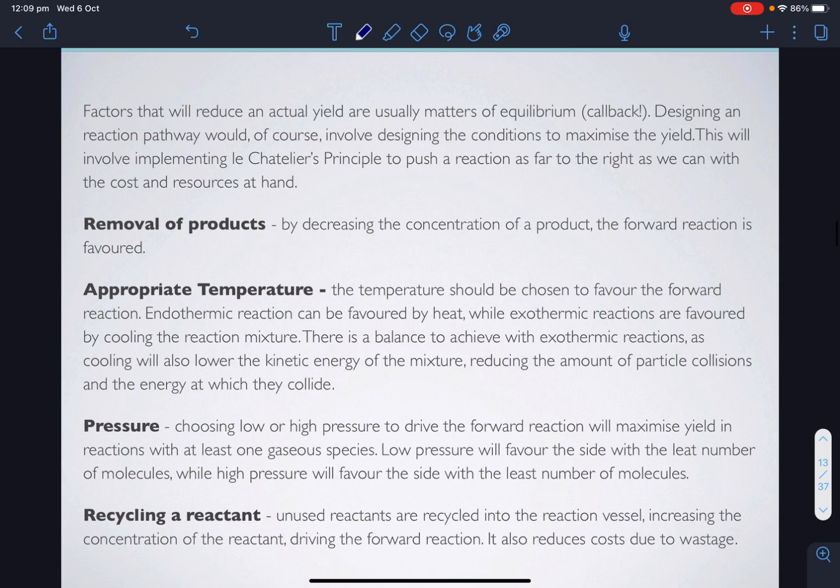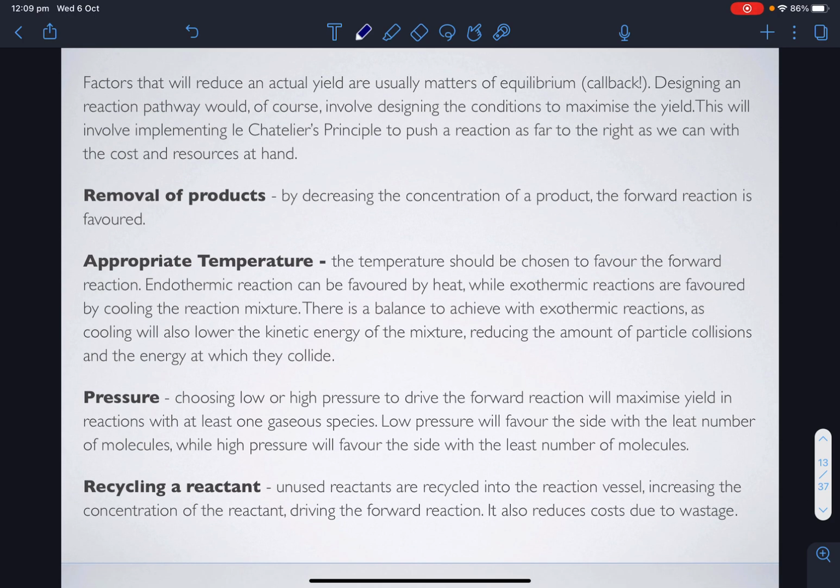So, factors that will reduce an actual yield are usually, in this simple case, matters of equilibrium. Okay, so we've got a callback. So we need to design a reaction pathway that would involve designing the conditions that maximize the yield. Okay, so we need to implement Le Chatelier's principle to push the reaction as far as it can go. So a couple of things, just a bit of revision.